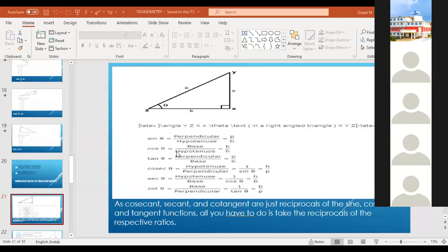Okay. Cos theta means what? Once again, adjacent by hypotenuse. Secant theta means what? Hypotenuse by adjacent. Yes. And tan theta means what? Opposite by adjacent. Then cot theta means what? Adjacent by opposite. Yes.